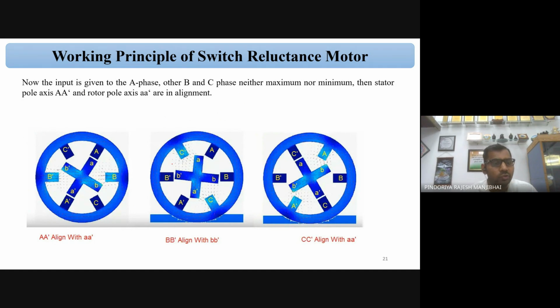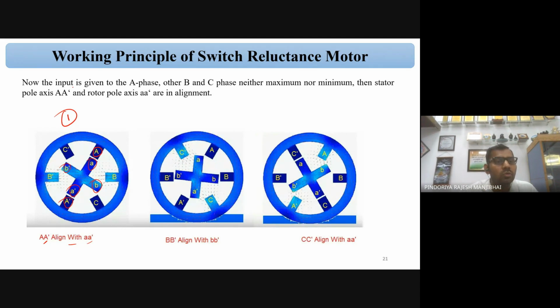So you can see the pictorial view. Stator poles A and A complement are aligned with rotor poles a and a complement. You can see figure number 1. Here you can see stator A and stator A complement, and both poles are aligned with the rotor poles a and a complement. So it is exactly aligned with the A phase, and B and C are not aligned with the other poles. Correct? B and B complement are not aligned. Okay.